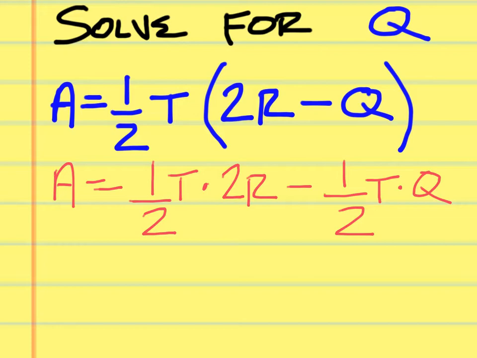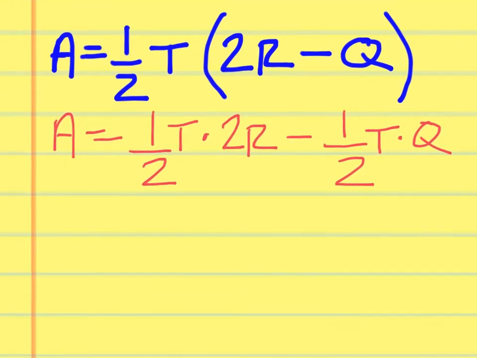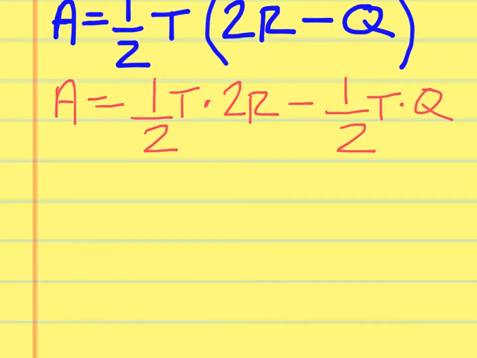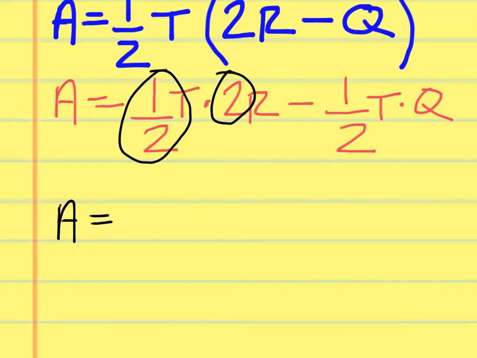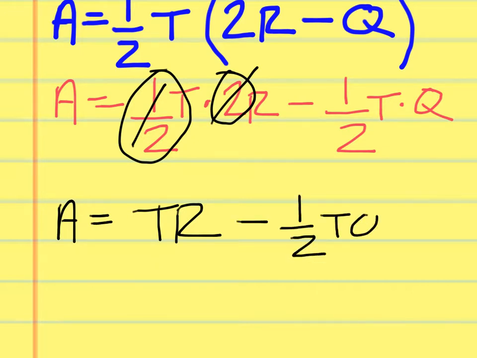Simplify if you can. Just don't leave it a mess like that if you don't have to. What is 1/2 times 2? 1, yeah, so it's just 1, so these will cancel out. And what are you left with in that mess? T and R. Okay, over here beside that, minus 1/2 TQ. That's pretty much all we can do with that.